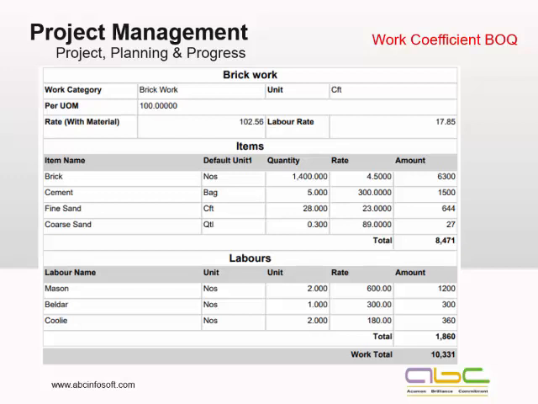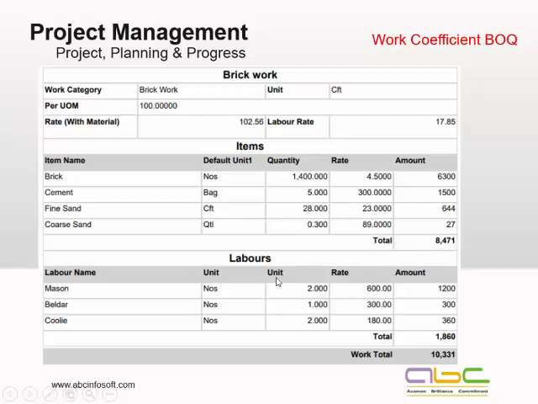Now, this is how we start with the work coefficients. Let's say for this particular brickwork, this is defined for 100 cubic foot. These are the items required: brick, cement, fine sand, coarse sand. For 100 cubic foot, as per this, 1400 bricks are required. This is my current rate and this is the total amount. Then 5 bags of cement, fine sand, coarse sand.